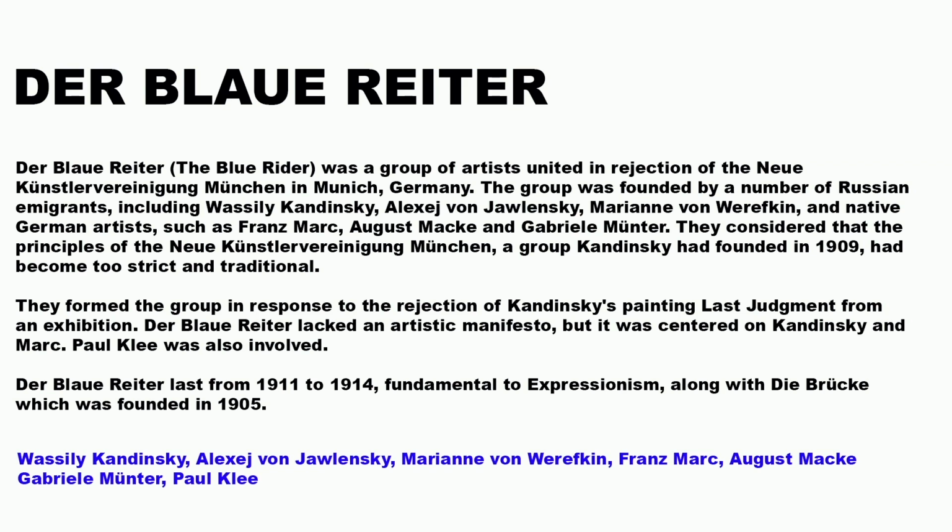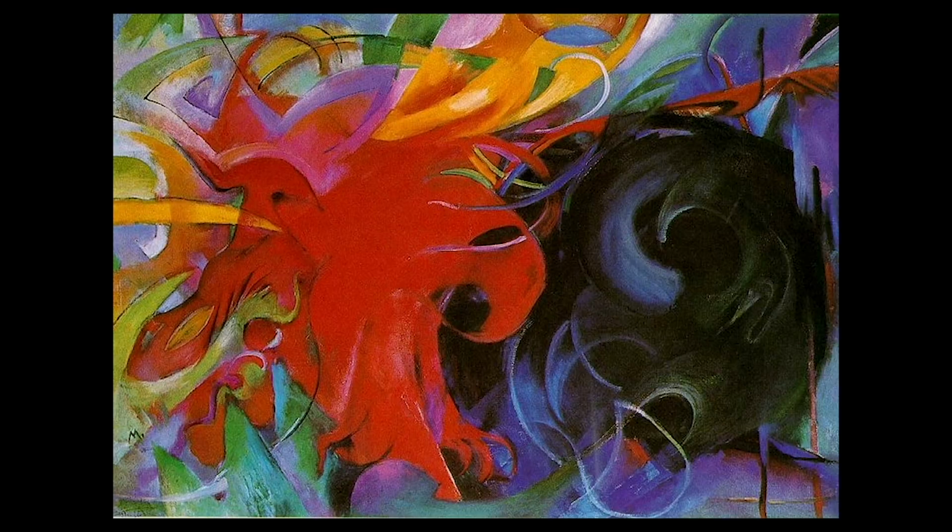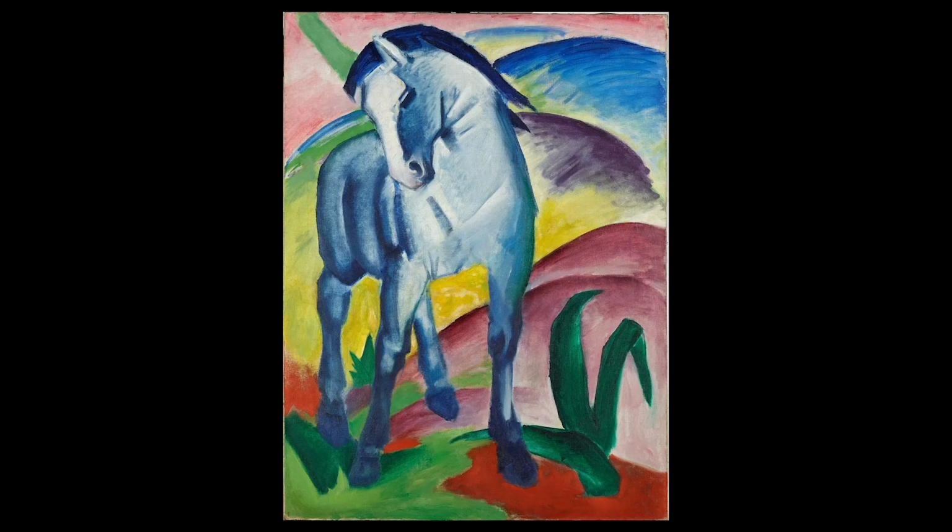They formed the group in response to the rejection of Kandinsky's painting Last Judgment from an exhibition. Der Blaue Reiter lacked an artistic manifesto, but it was centered on Kandinsky and Marc. Paul Klee was also involved. Der Blaue Reiter lasted from 1911 to 1914. It was fundamental to Expressionism, along with Die Brücke, which was founded in 1905. So that's the painting Der Blaue Reiter, and that's a Franz Marc painting.